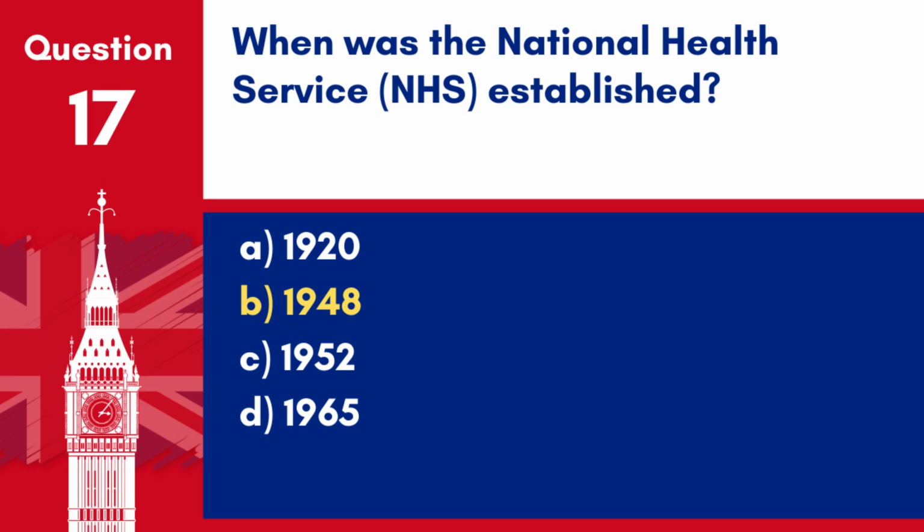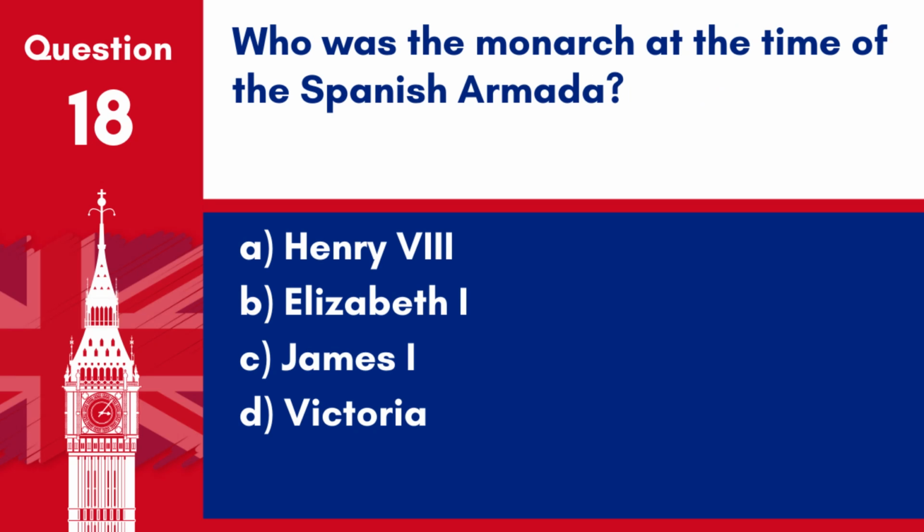Question 18. Who was the monarch at the time of the Spanish Armada? A. Henry VIII. B. Elizabeth I. C. James I. D. Victoria. Answer: B. Elizabeth I. Queen Elizabeth I was the monarch during the time of the Spanish Armada in 1588.